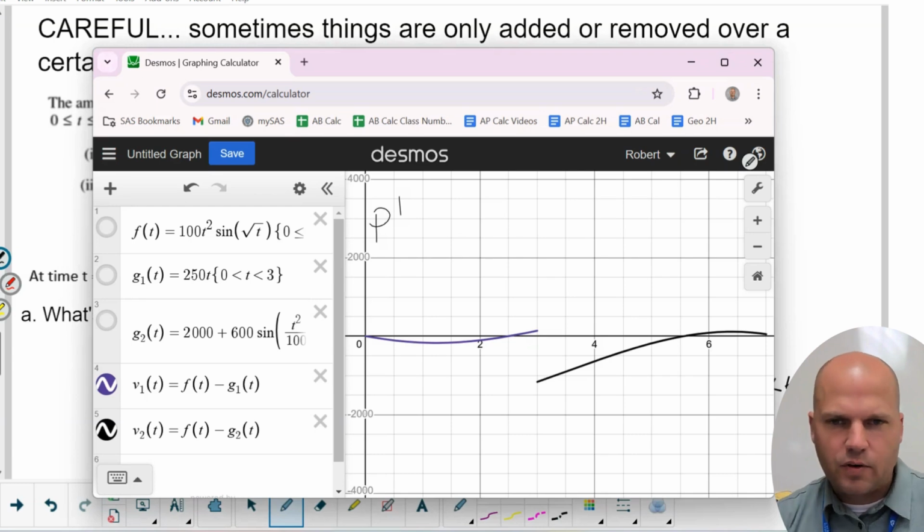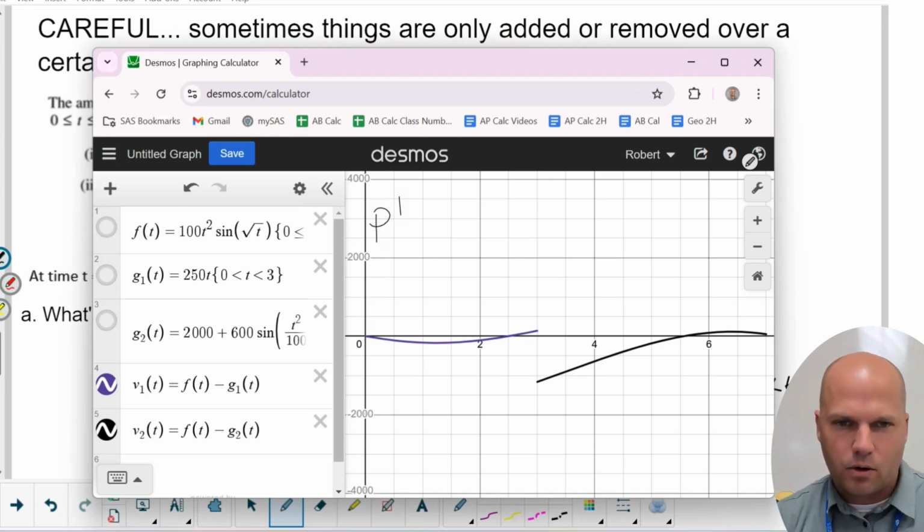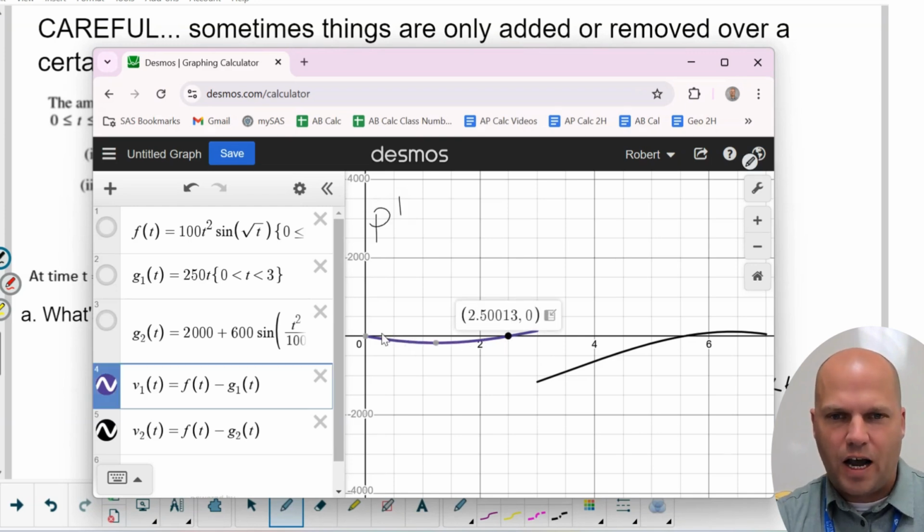This is my derivative of the amount of water in the tank. This is my velocity. This is my gallons per hour, whatever. We can see we have this 0 here at 2.5. You can see that my derivative is negative, and then it's a 0 that is positive. Well, let's look at them separately.